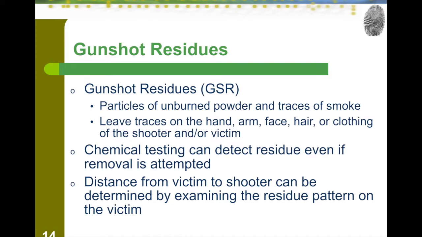Chemical testing can detect the residue, even if removal is attempted. The distance from the victim to the shooter can be determined by examining the residue pattern on the victim, if there is one. If it was too far away, then there isn't one, and then you can't do that.